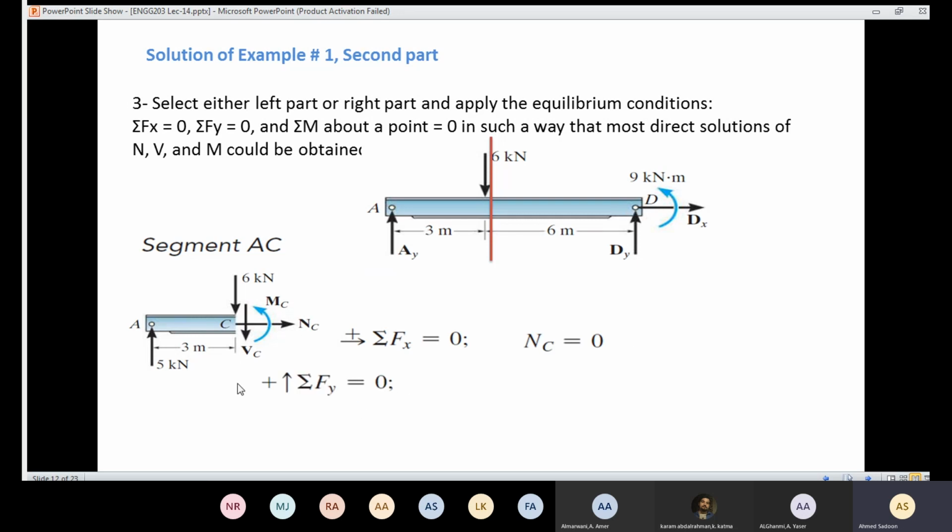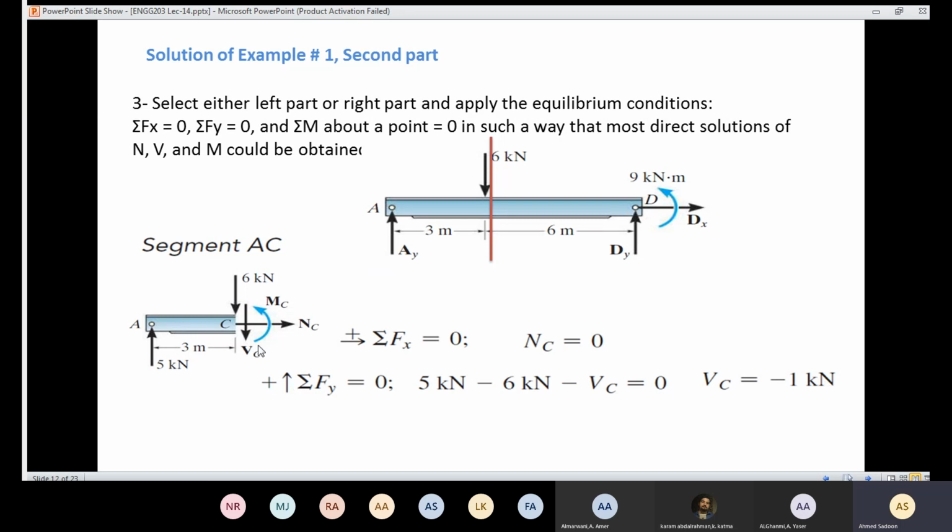Then we are going to apply the summation of the forces about the Y axis should equal 0. Then look at the Y axis. We have 5 kilonewtons positive. We have 6 kilonewtons negative. And we have VC negative as well. So I have 5 positive minus 6 negative, VC negative as well. And here we have only one unknown, so easily I can calculate the value of VC. It came out to be minus 1 kilonewton.